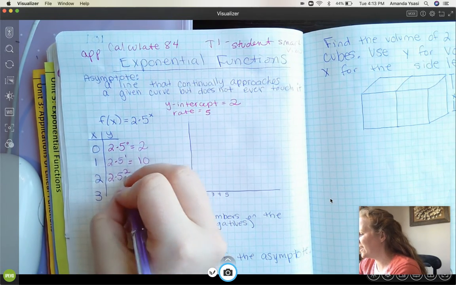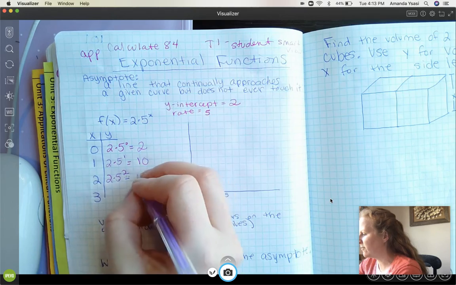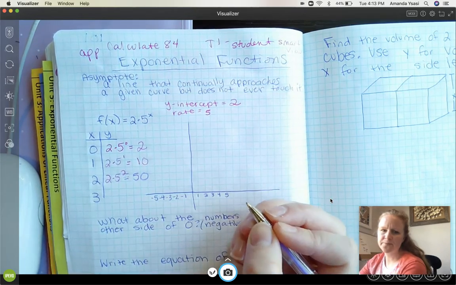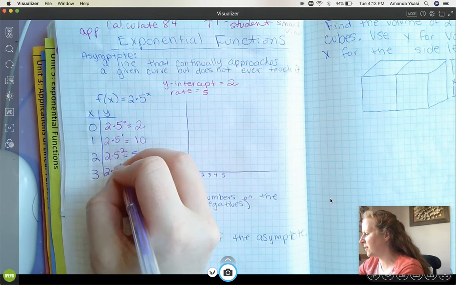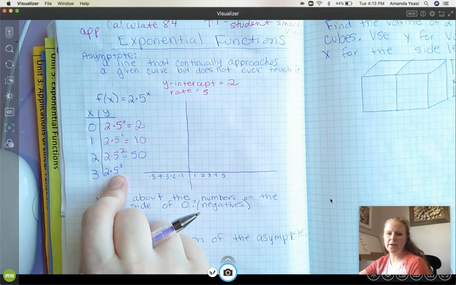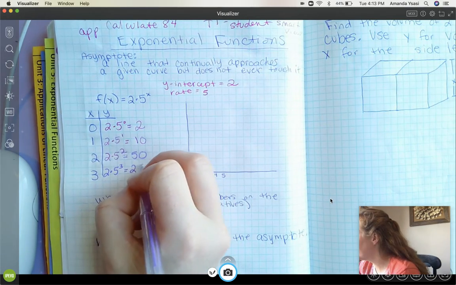Then the next one is 2, so it'd be 2 times 5 squared. 5 squared is 25, so 2 times 25 is 50. And then 3 would be 2 times 5 to the third. 5 to the third is 125, times 2 is 250.